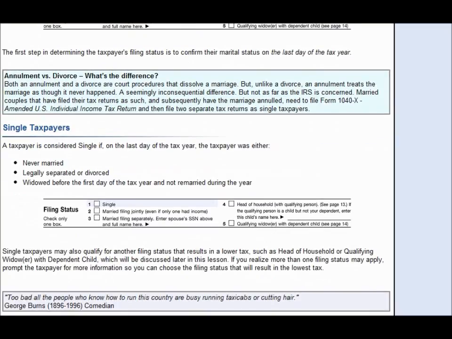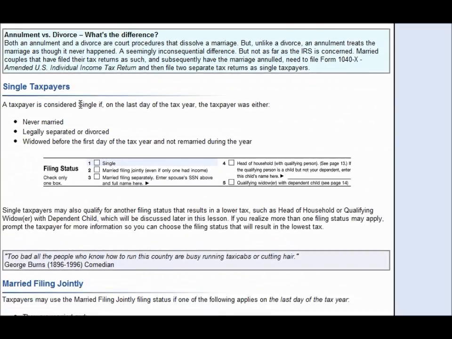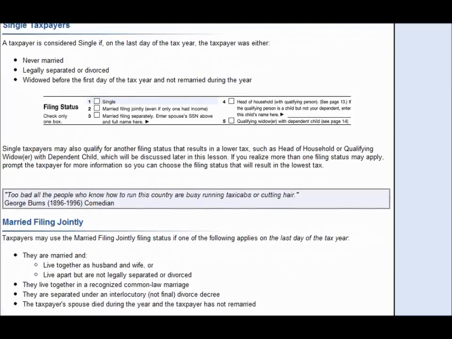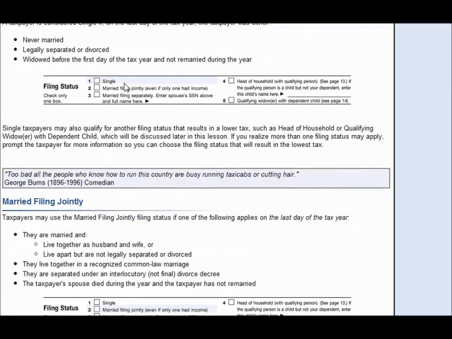Let's start with single taxpayers. A taxpayer is considered single if, on the last day of the year, the 31st, the taxpayer was either never married, legally separated or divorced, or widowed before the first day of the tax year and not remarried during the tax year. Again, as you can see highlighted here on the filing status box, single would be checked on your software. Also note, a taxpayer who is single may also qualify for head of household if they have a qualifying dependent.